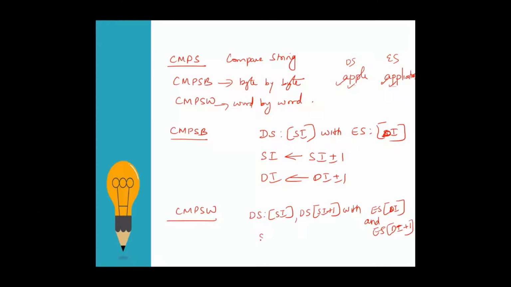And here what will happen? SI will become SI plus or minus 2 and DI will become DI plus or minus 2, because this is the word version and this is the byte version. So what is the purpose of compare instruction? It just compares the strings byte by byte or word by word depending upon what version it is.